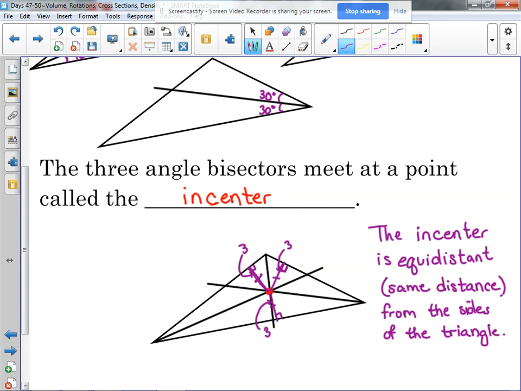I like to label it with both a number and with the geometric notation, just in case you forget what those little tick marks mean. They mean that they're all the same.